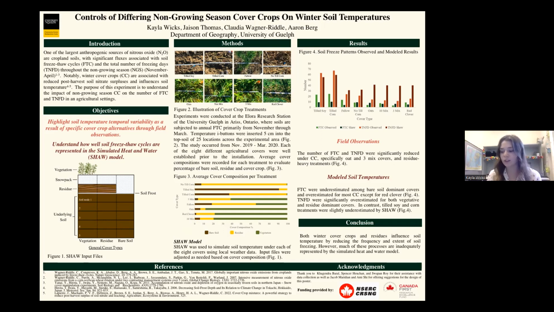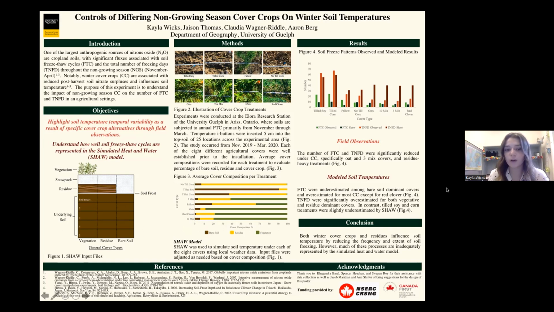Temperature iButtons were inserted at a 5-centimeter depth into the topsoil of 25 locations across the experimental area. The area included 8 different agricultural covers that were well established prior to the installation of the iButtons. These plots were about 1 meter by 1 meter in size, square, and they're illustrated in figure 2. Each of these covers' average compositions were recorded to evaluate the percentage of bare soil, residue, and cover crop. And this is in figure 3, just down here.